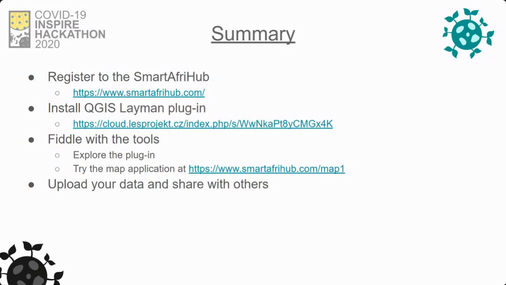And I'll maybe say once more that all the compositions that you create are automatically available in the MITSCA metadata catalog and are easily shareable with others. And what I would like to ask you, if you haven't done so, please register to the Smart AfriHub. There is a link in this presentation. Install the QGIS Layman plugin and fiddle with all those tools. Try to explore what they offer. Give us feedback if you find some bugs or something that could be enhanced some way.